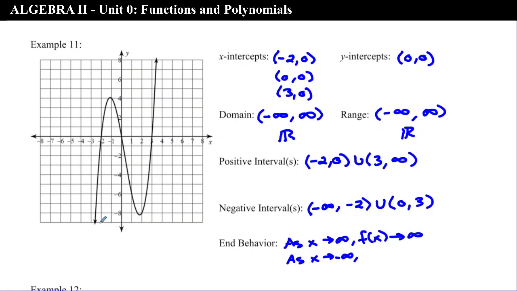Now, on the left-hand side, as x goes to negative infinity, that's here on the left. Well, y is going down, which means y is going to negative infinity. So f of x is going to negative infinity. And that's how you write down the end behavior. As x goes to infinity, f of x goes to infinity. As x goes to negative infinity, f of x goes to negative infinity. And that completes this example.